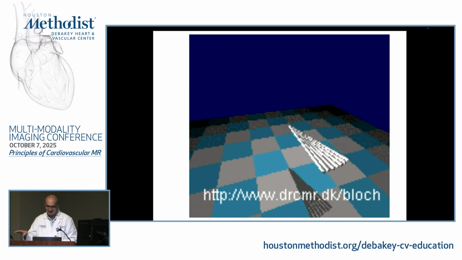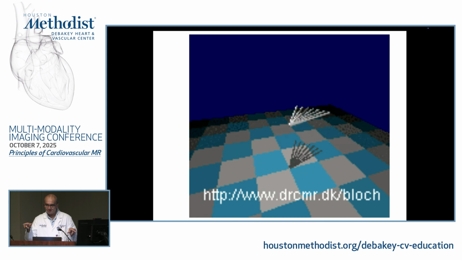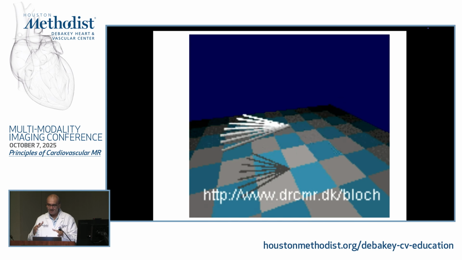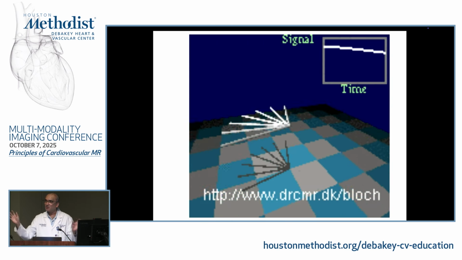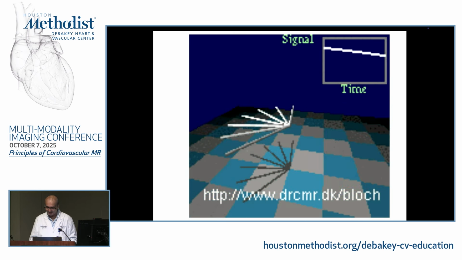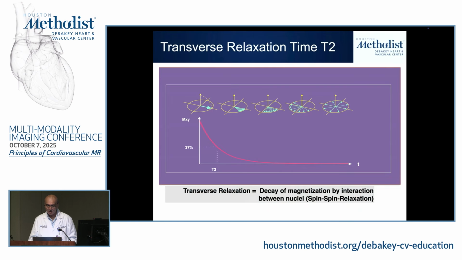As you tip it down 90 degrees, look what happens. The runners all start to separate from each other, and over time, they get further and further apart. Eventually, they'll all just be randomly distributed across the track, so you have no net vector. Okay, so this now is what we call the T2 relaxation time, or T2 decay time. What's happening here is, in the beginning, there's a full vector, and then gradually over time, it becomes less and less and less.